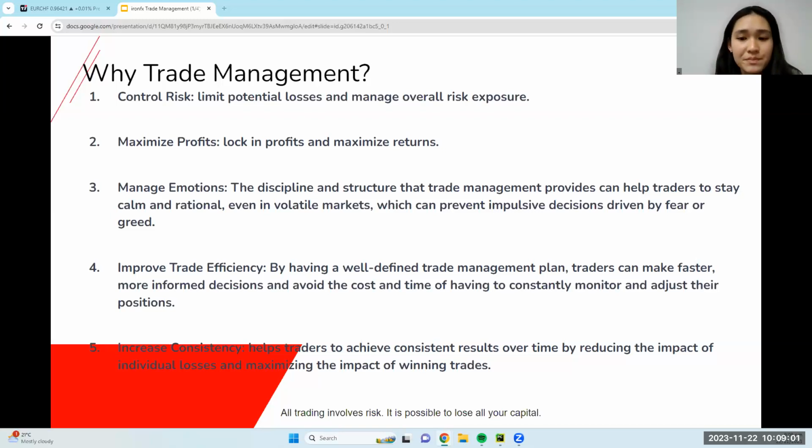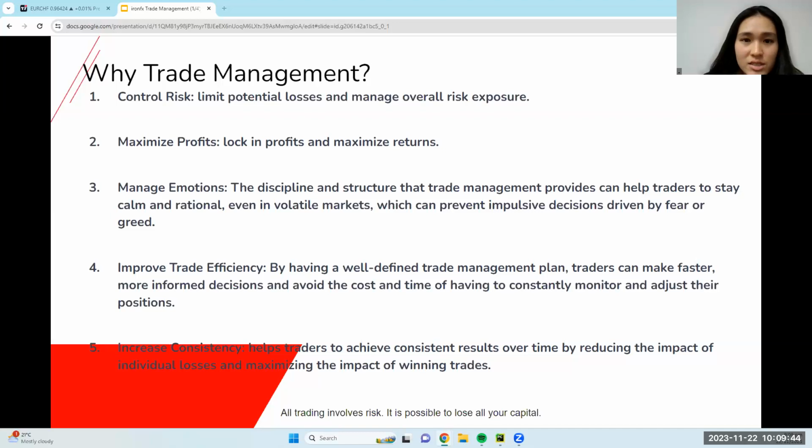Thirdly, manage emotions. The discipline and structure that having a proper trade management strategy provides can help traders to stay calm and rational even in very volatile markets, which can prevent impulsive decisions driven by fear or greed. Four, improve trade efficiency. By having a well-defined trade management plan, traders can make faster, more informed trading decisions, and avoid the cost and time of having to constantly monitor and adjust their positions.